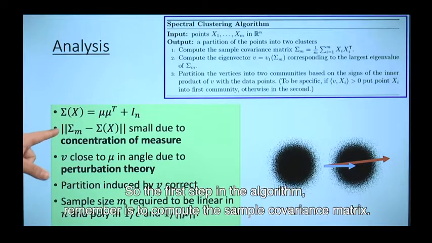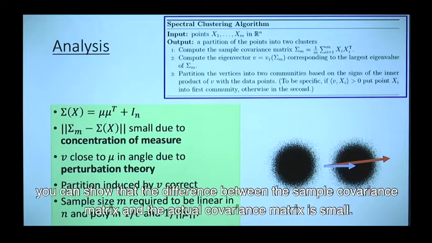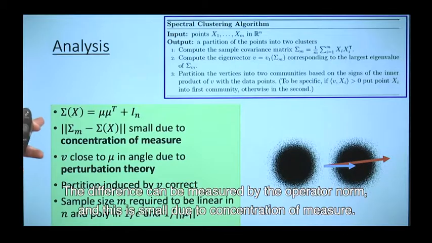The first step in the algorithm, remember, is to compute the sample covariance matrix. Due to concentration of measure, the phenomenon that I told you about, you can show that the difference between the sample covariance matrix and the actual covariance matrix is small. The difference can be measured by the operator norm, and this is small again due to concentration of measure.